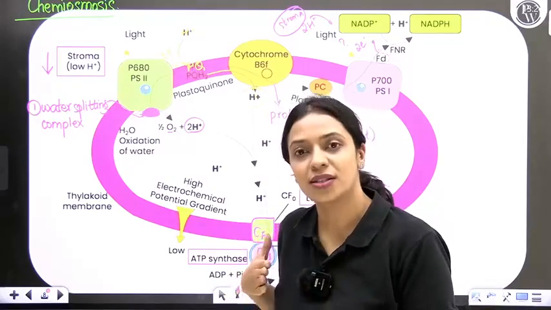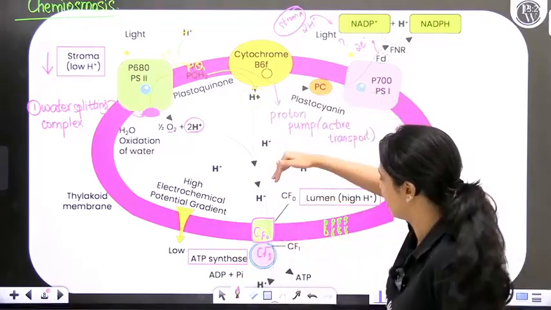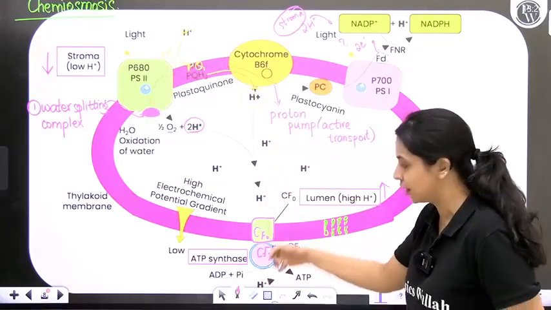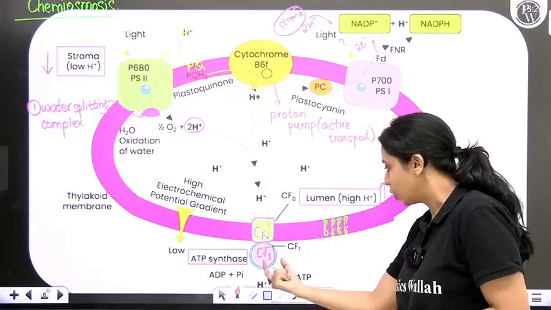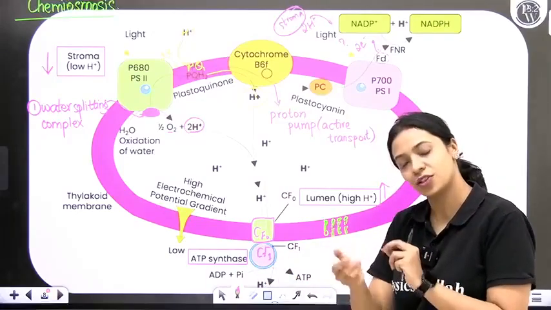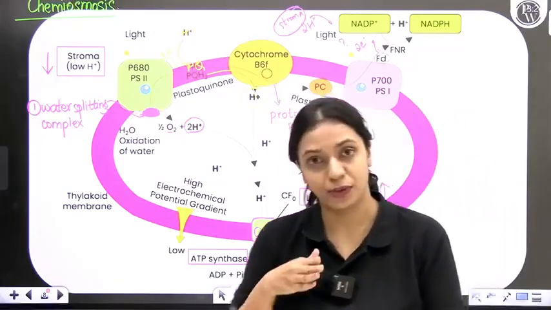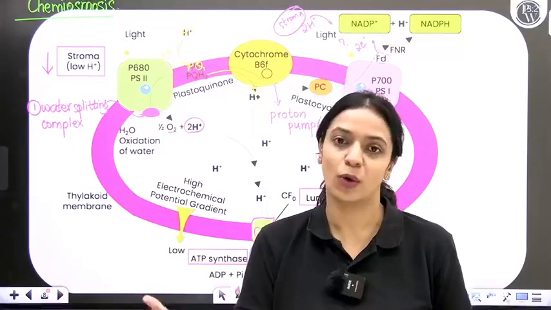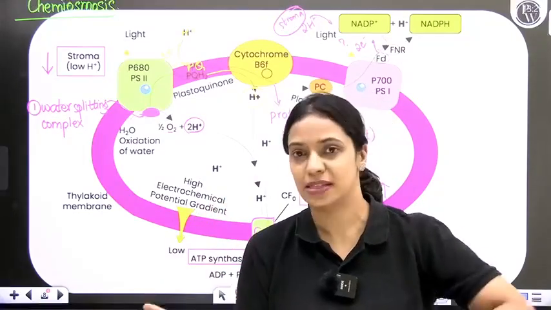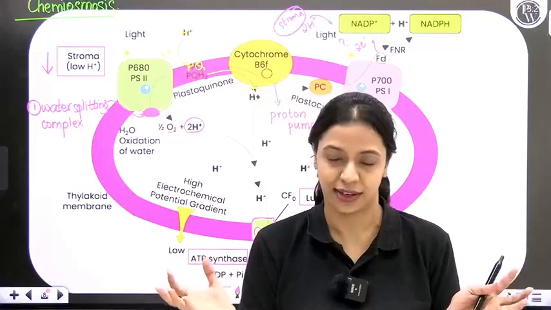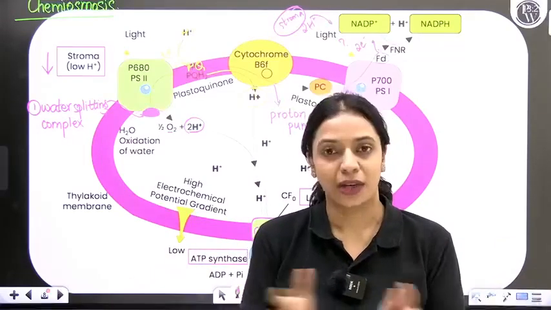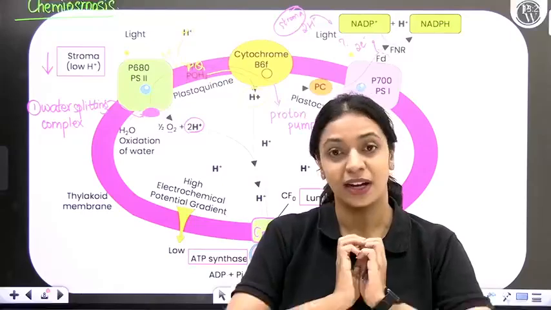As the protons are moving through this transmembrane channel that F naught has created, that energy will cause CF1 to change in conformation. Before the protons move through it, this CF1 is loosely holding one ADP on one side, one inorganic phosphate on the other side. As the protons move through it, it will combine ADP and inorganic phosphate and release ATP.